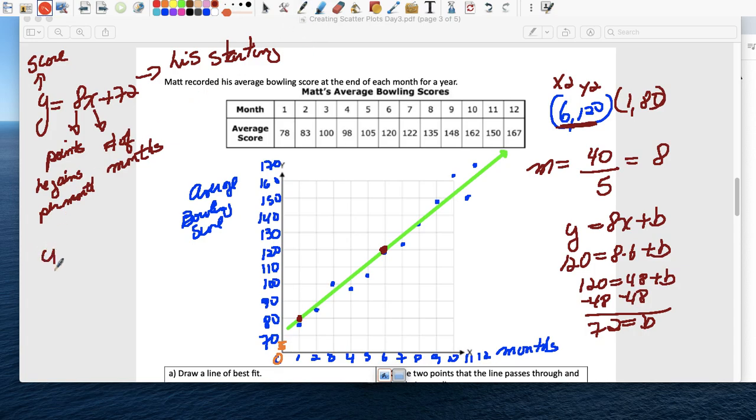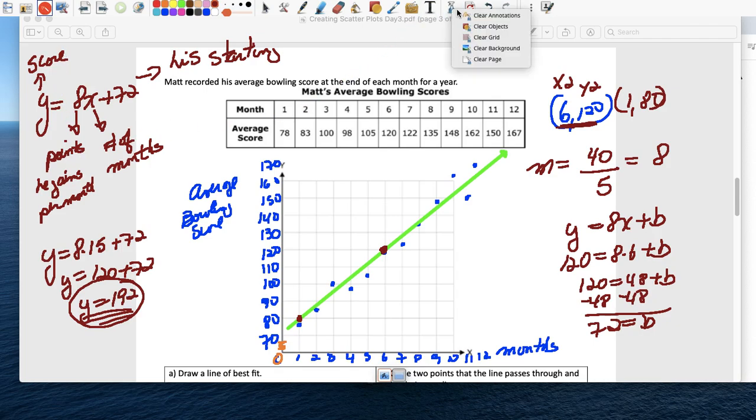Well, y equals 8 times 15 plus 72. y equals 120 plus 72. And y equals 192. So in 15 months, you can predict using this line of best fit that his score would be around 192, right? He's gaining, right? His average is moving up by 8 points every month, and that's what our slope means.